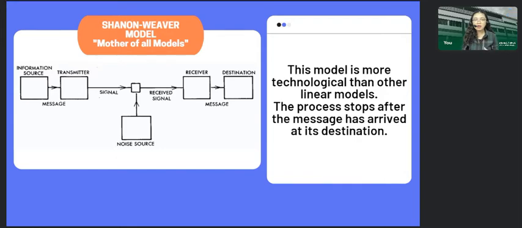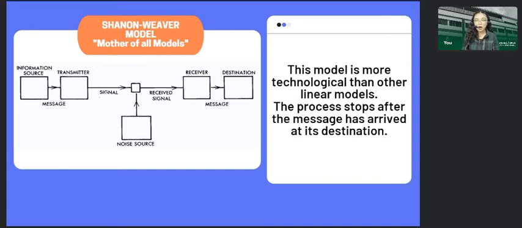The barrier causes a delay or a problem in communication, but the message will still arrive at its destination, in the last box as you can see. So the Shannon-Weaver model is also a type of linear model of communication. It means that in this model, there is no feedback at all, no responses, no reaction. After the message has arrived at its destination, that will be the end of the conversation.